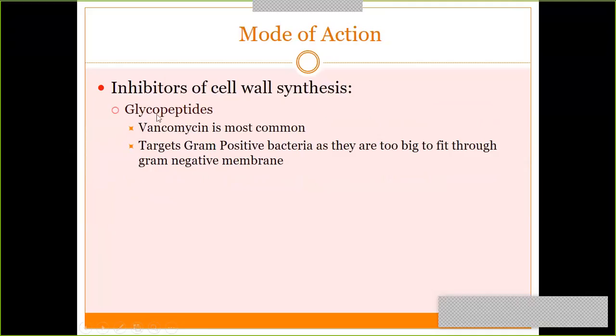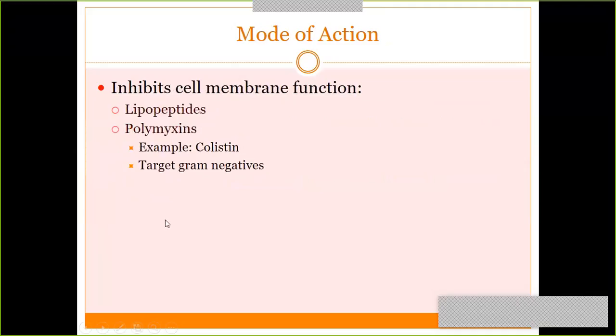All right, so again, there's the glycopeptide example, vancomycin, targeting gram positive. And then inhibiting the cell membrane was just the lipopeptides and polymyxin. A great example of a polymyxin, again, was colistin. These tend to target gram negatives.